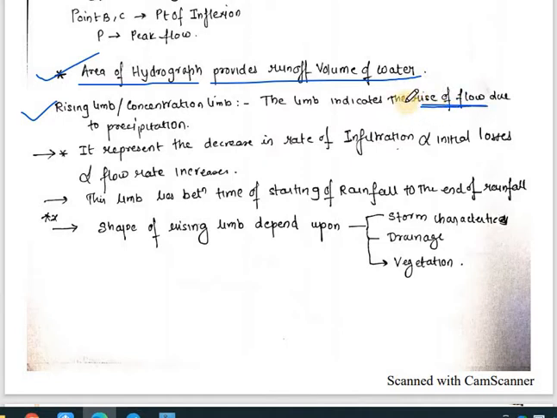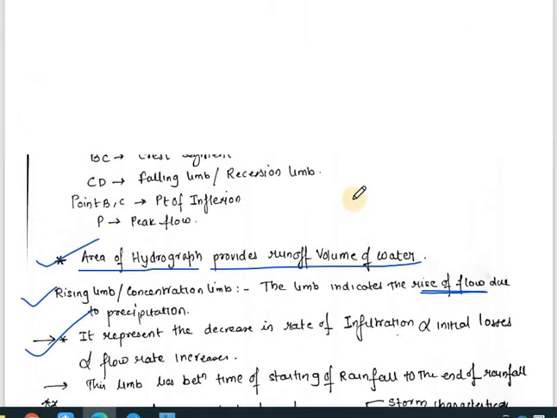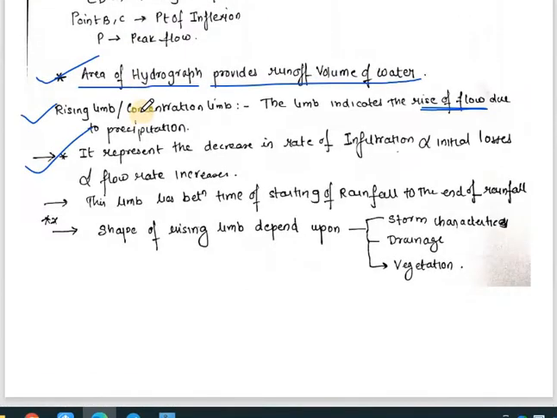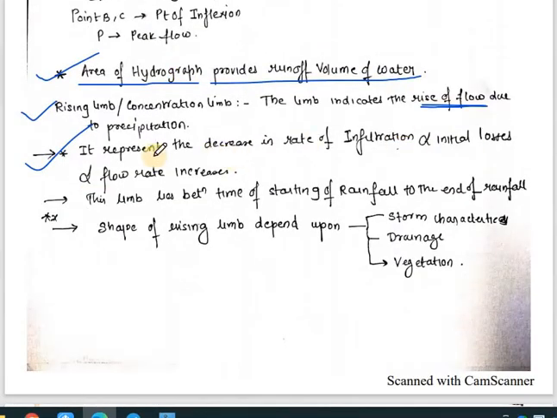As the rainfall increases, there will be a rise in the flow due to precipitation. It represents the decrease in the rate of infiltration and initial losses, and the flow rate increases. As I've told you, initially when the precipitation happens, some water is absorbed by the soil, some water gets evaporated, and after meeting all those requirements, it will start creating runoff. So it indicates that there is a decrease in infiltration, a decrease in initial losses, and there is an increase in flow rate.